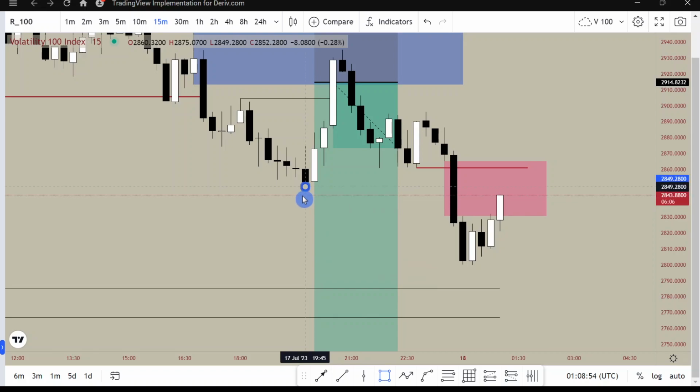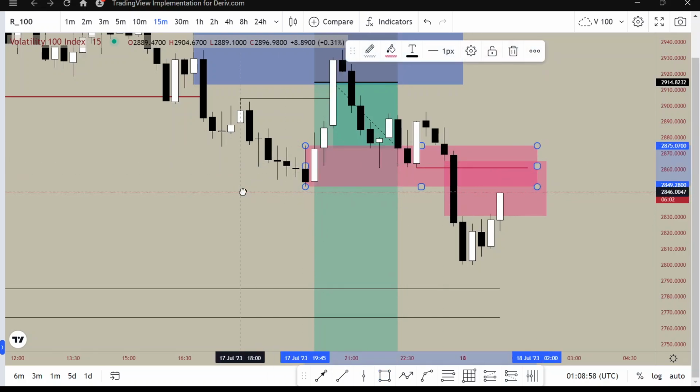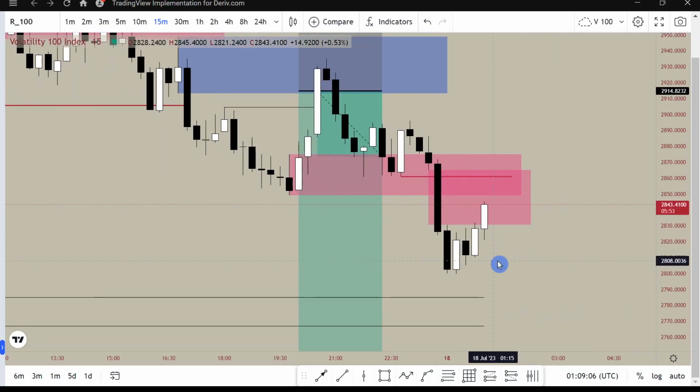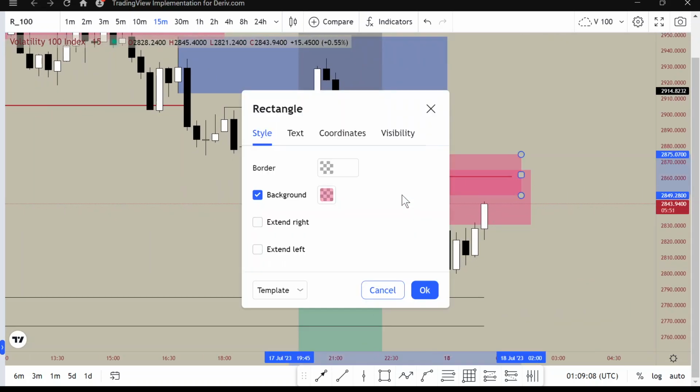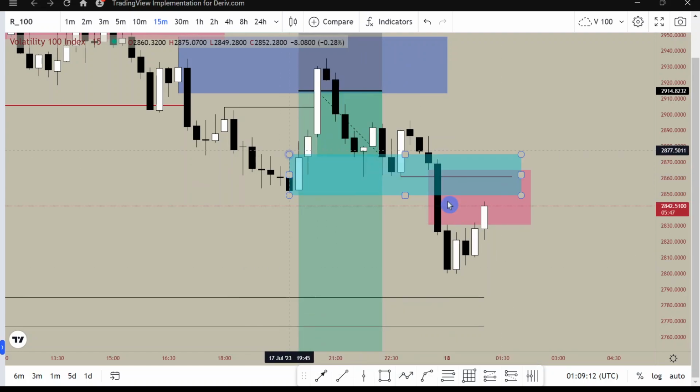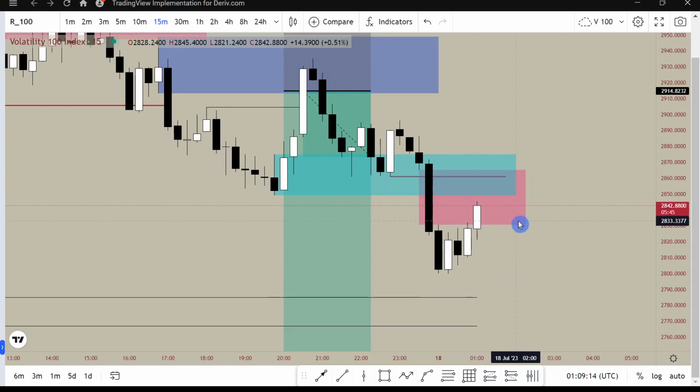So this is a breaker block, because this is the down close candle that supported price to take this high, buy side liquidity. So now that we've broken below it, that's a breaker block. It's an area to look for sales. Let me change the color. Yeah, so it's an area to look for sales, right? And we have our fair value gap here.